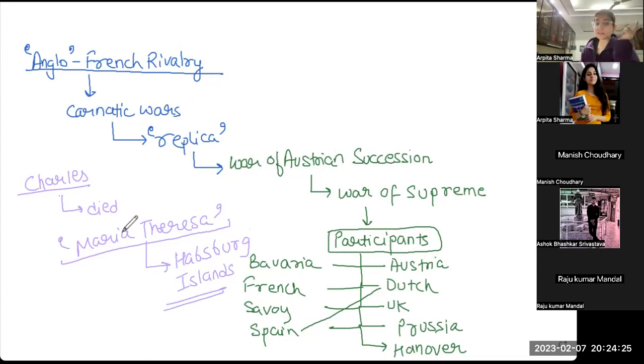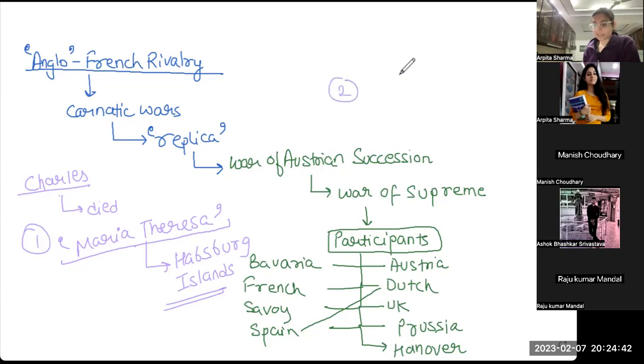And some nations who were supporting Maria, they supported her. Other nations who were not supporting Maria started waging war against her. So the war basically began with this first reason, inheritance.